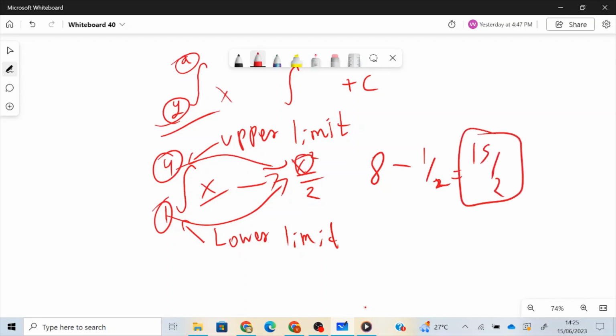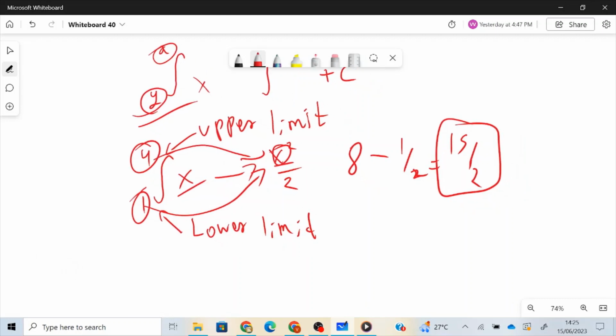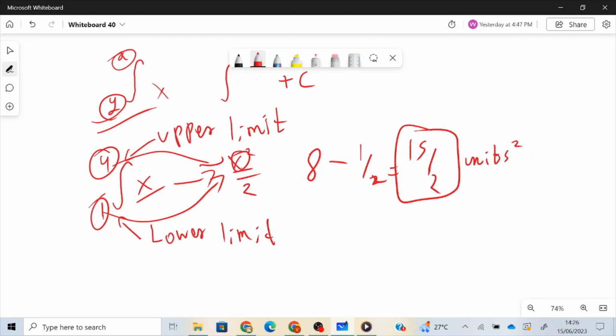Now, usually definite integration is used in questions involving area under the curve, or a shaded area bounded by some region, or the volume rotated. So in those cases we use units. If it's about area, we would use units squared. We would write this after our answer. And if it was in terms of volume, if the question is about volume of rotation through the y-axis or x-axis, then we use units cubed.